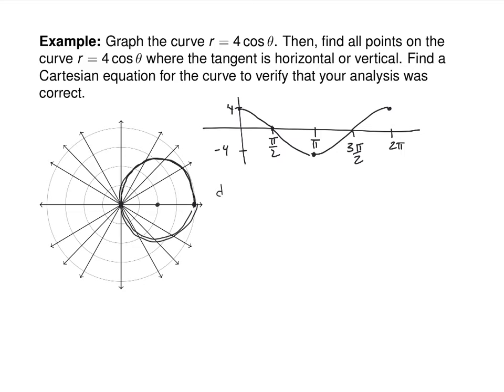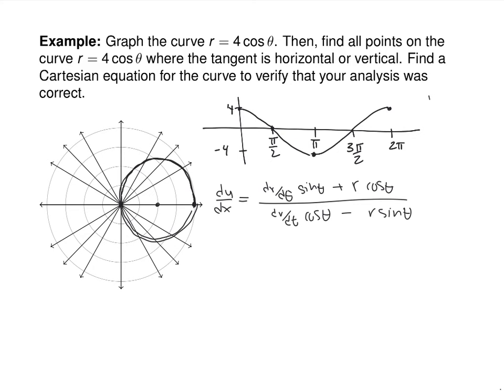So what you have to first find is the derivative. dy/dx will be dr/d theta sine theta plus r cosine theta over dr/d theta cosine theta minus r sine theta. And in this context, dr/d theta is negative 4 sine of theta. So let's input that. So you have negative 4 sine theta times sine theta plus r, which is 4 cosine theta, times cosine theta.